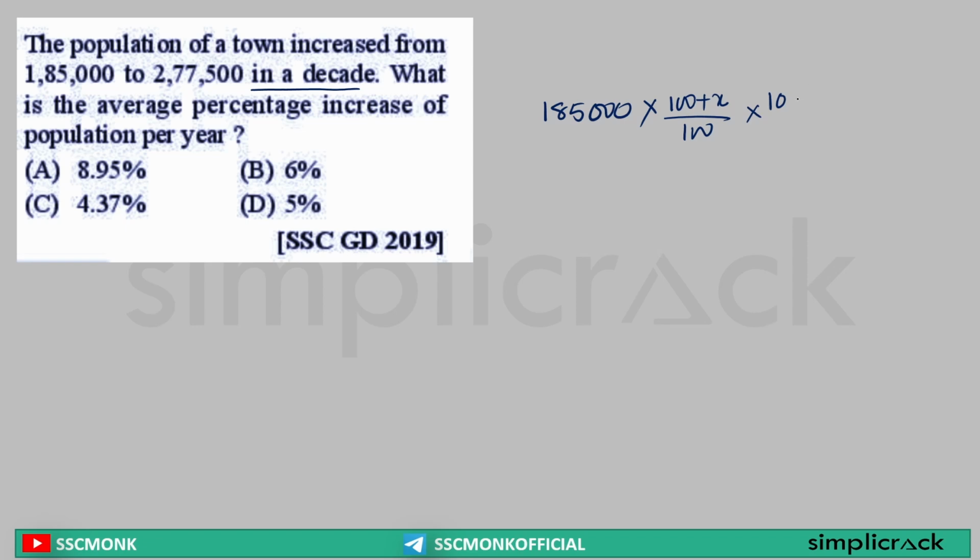Sir, I can write if the same percentage of increase is happening. For 2 years I can write this is square of that. For 3 years I can write this is cube of that because it will be increased 3 times. So for a decade I can write it as 10 times from this to 2,77,500. Yes or no? Yes. 0 0 crossed out. Yes or no?